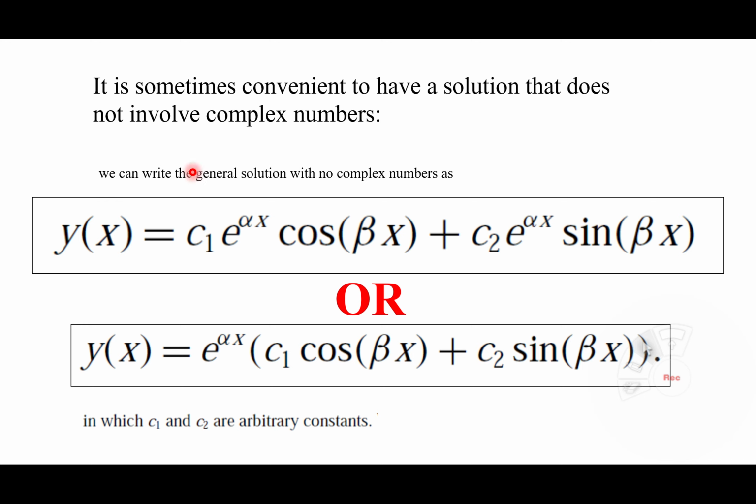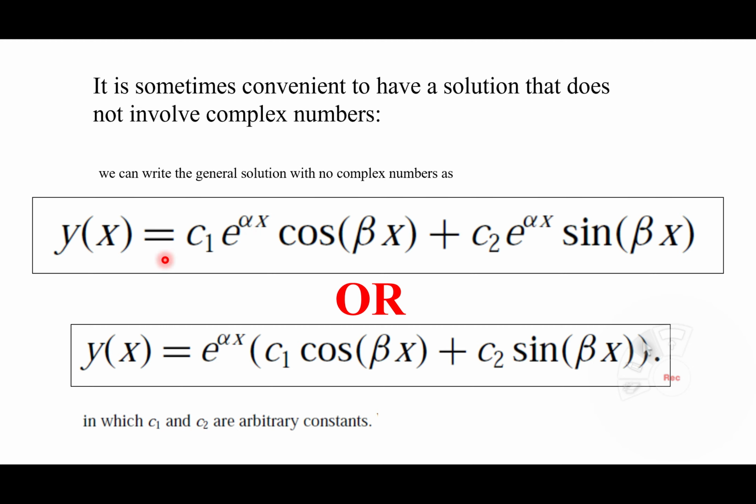Let's go here. As I said, it's sometimes convenient to have a solution that does not involve complex numbers, so we can write the general solution with no complex numbers as follows. It also has a derivation, but as I said, the derivation is omitted. You can study it if you like, but at the exam you're not going to be asked about the derivation.